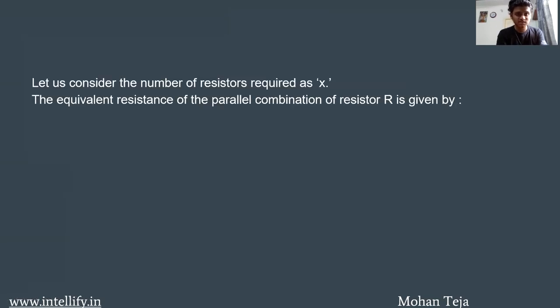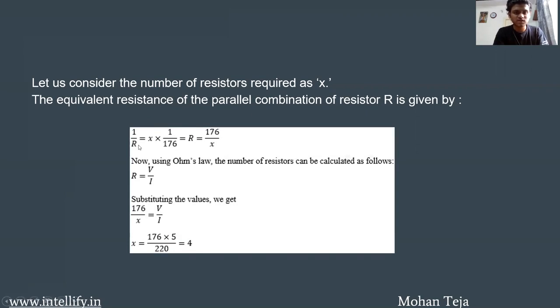Now, let us consider the number of resistors required as X. So the equivalent resistance of the parallel combination of the resistors, that is, if X number of resistors having a resistance R are connected in parallel, then what is the net equivalent resistance? So as you see, 1 by R is equal to 1 by 176.